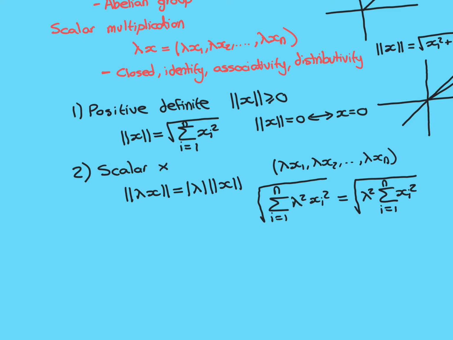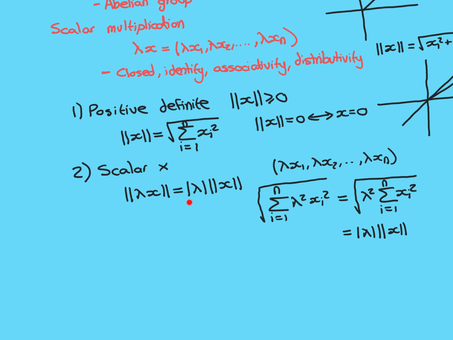And then, of course, the square root of lambda squared is the modulus of lambda. Remember, it's not actually just lambda back again, because if lambda started off as a negative number, when you square it you end up with a positive number, and when you take the square root you end up with the absolute value of lambda, not lambda back again. So this is equal to the absolute value of lambda times the square root of the sum from i equals 1 to n of xi squared, but of course that is the norm of the original vector x. So we've proven that the norm of lambda x is equal to the absolute value of lambda times the norm of x.